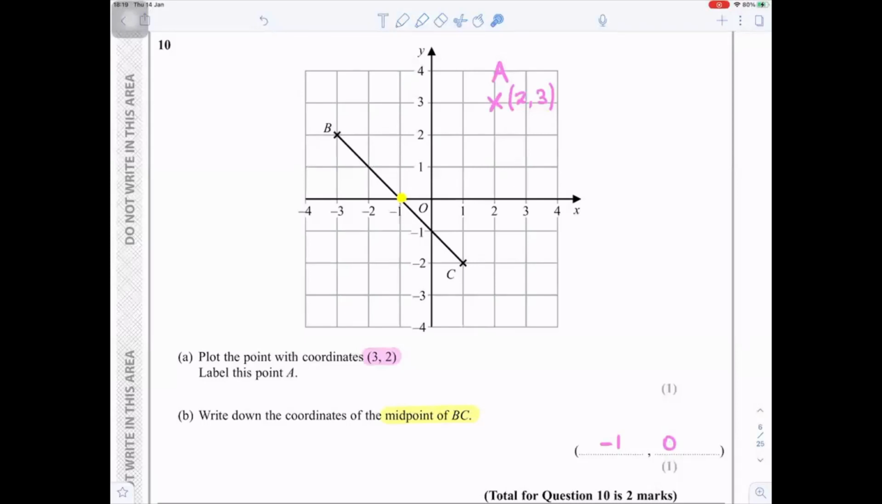Question number 10. Plot the point with coordinates 3, 2 and label it A. You go 3 to the right and 2 up. So that's the coordinate 3, 2. Write down the coordinates of the midpoint of BC. The midpoint of BC, I've marked it there in yellow, and the coordinates are -1 and 0.